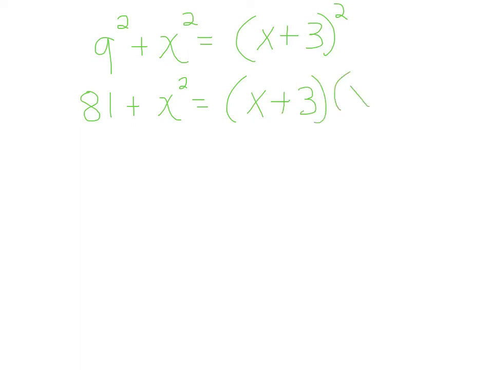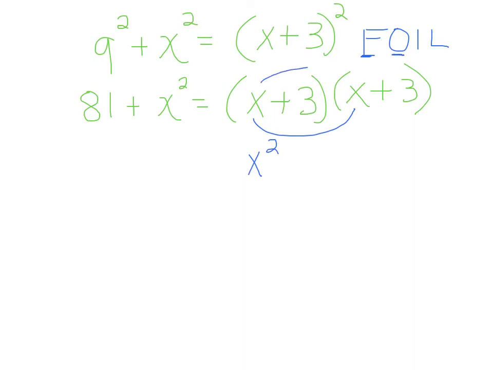You just multiply it by copying it twice. Which method will you use? The FOIL method. That's right. The F stands for the first two terms, that's x squared. O stands for outer terms, x times 3, 3x. I stands for inner terms, that would be 3x. And L stands for the last, so 3 times 3 is 9.